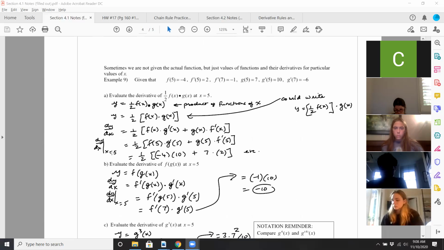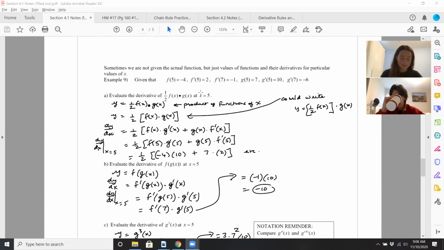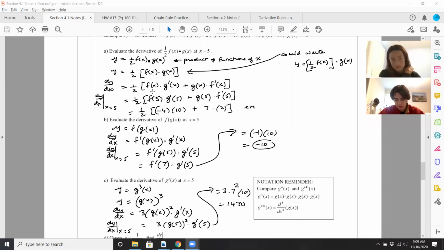Example 9, you're going to practice as well. This is an AP style problem. Here you're given some information about f of 5, f prime of 5, and some other stuff about g. And you're asked to find the derivative of f of x times g of x. Well, all you have to do here is a product rule, and then, of course, plug in 5 and evaluate. And that's all you're doing.